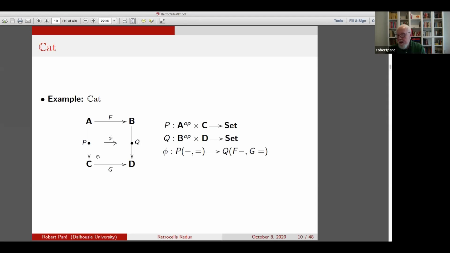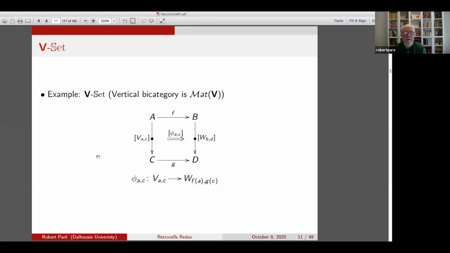I should just mention, while we're talking about conventions, that for me the horizontal is the strict direction, and the vertical is the weak direction. This is contrary to many people as well. But just the decorated ones are the fancier ones. And then I just mentioned V-Set here. So V-Set, the vertical bicategory here, is Mat V.